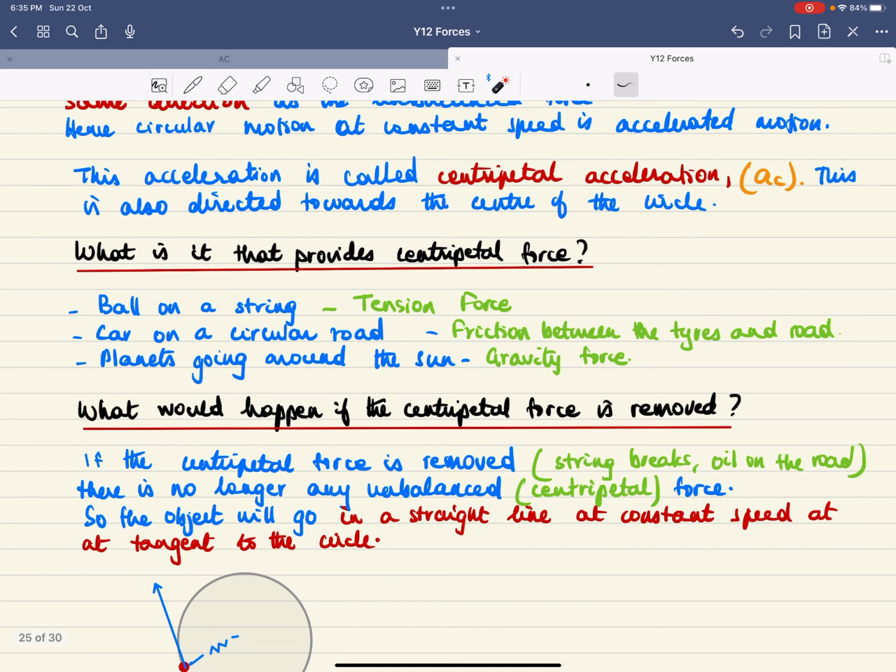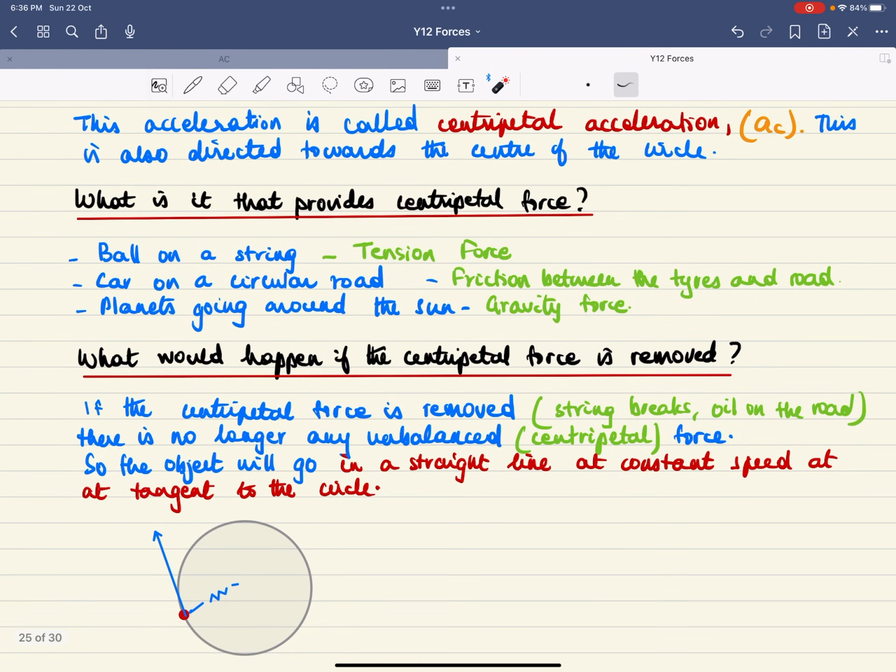Now what happens if the centripetal force is removed, like if the string breaks or if there's oil on the road? Then there's no longer any centripetal force, so it'll stop accelerating and cannot change direction anymore. The object will go in a straight line at constant speed at a tangent to the circle.